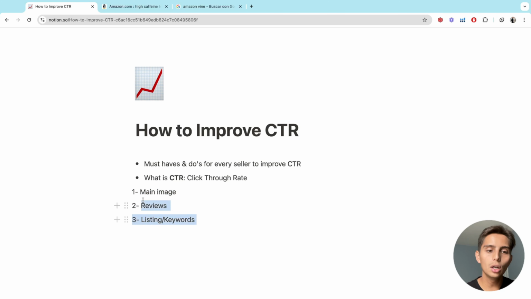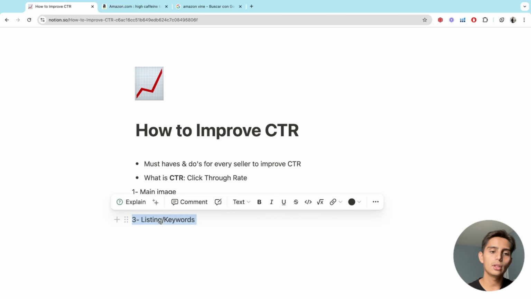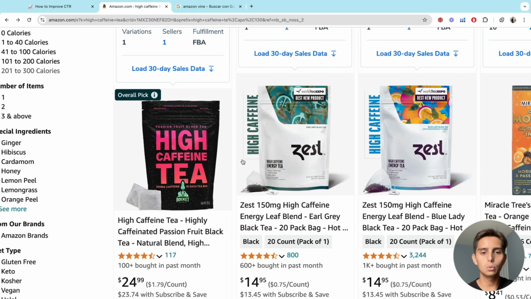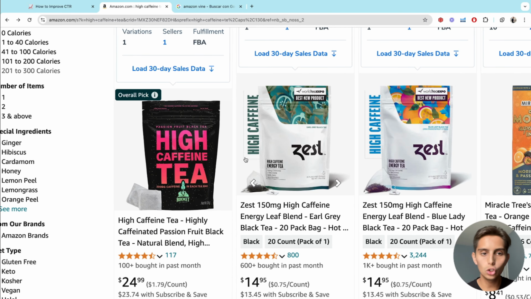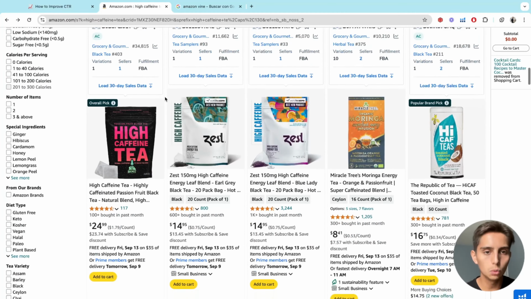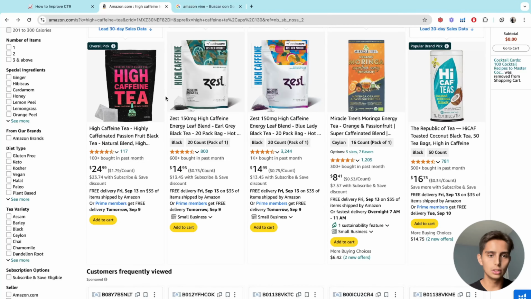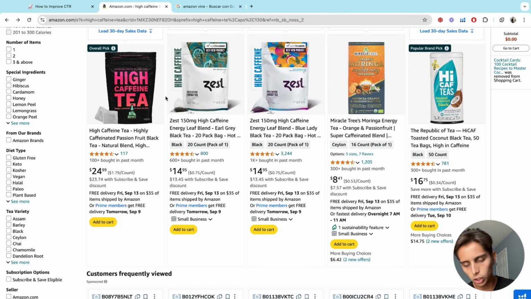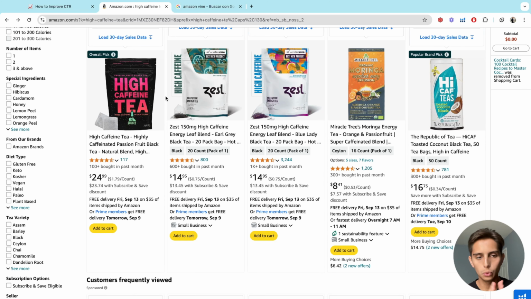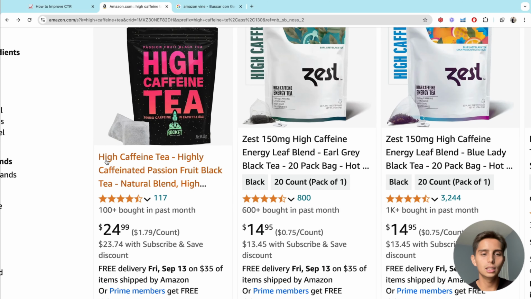So when it comes to the listing, what do I mean by this? What do I mean by the listing and the keywords? What I mean is that you should have your best keywords right in front of your listing, okay? You may be thinking, okay, what about the brand? My brand, right? Yes, your brand can be first, and it's just like here, right? High caffeine tea is not the brand, it's just the actual keyword.